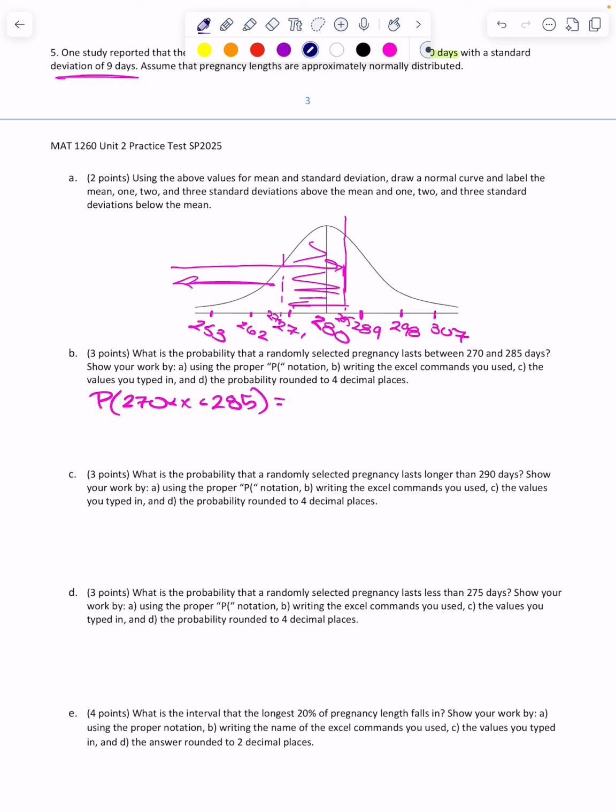So our Excel command is norm.dist of my upper end. So 285, mean is 280, standard deviation is 9. Again, the 1 at the end, cumulative. And then I'm going to subtract off norm.dist for that bottom end. 270, mean is still 280, and a lot of this feels super redundant.